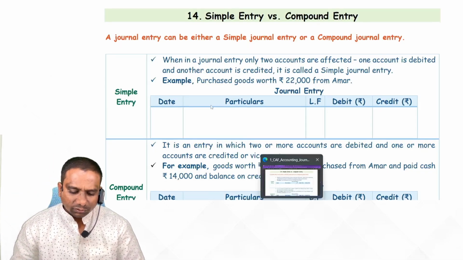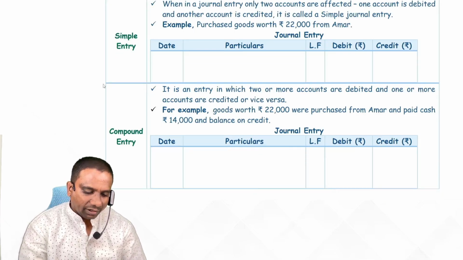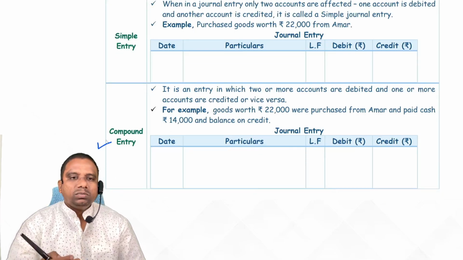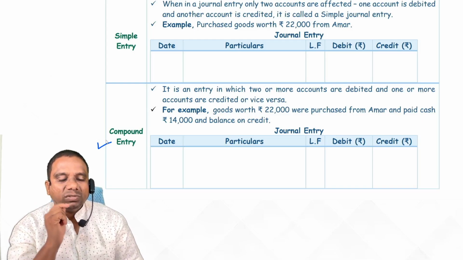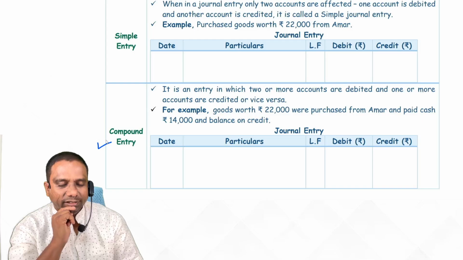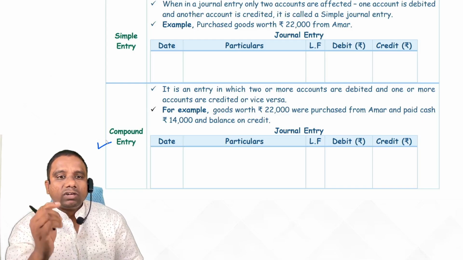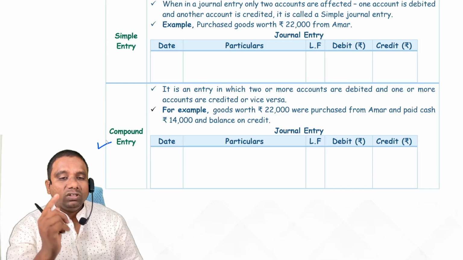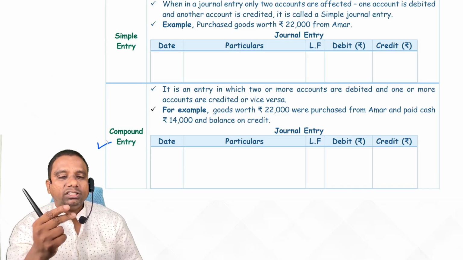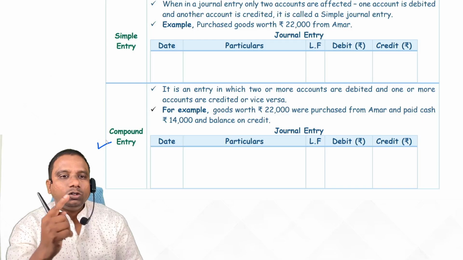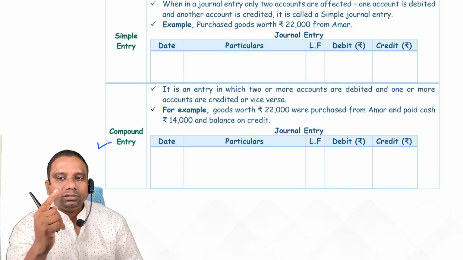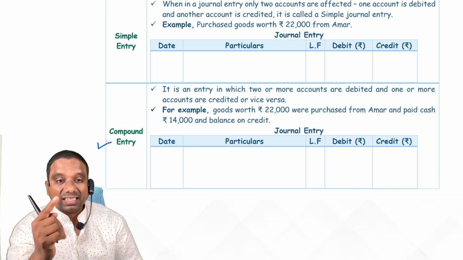On the other hand, we have another one, that is compound entry. What is the meaning of compound entry, sir? Sometimes, instead of writing two entries separately, we merge those two entries into one entry. So when do we write the same?